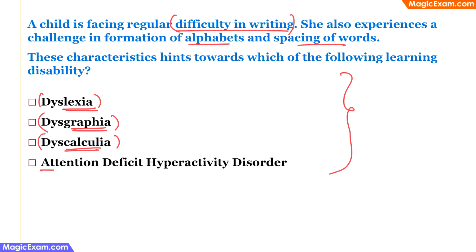And attention deficit hyperactivity disorder, ADHD, is the disability where the child is not able to pay attention to what is being taught. The attention span of the child is very less. So here we are trying to understand what is the difficulty in writing. So difficulty in writing is dysgraphia because graph is writing. So this is the correct answer.